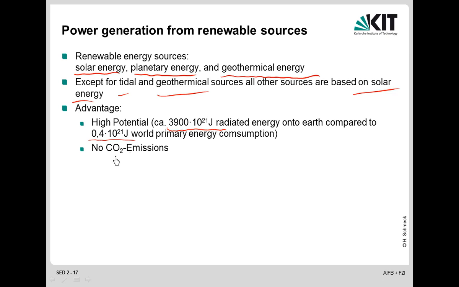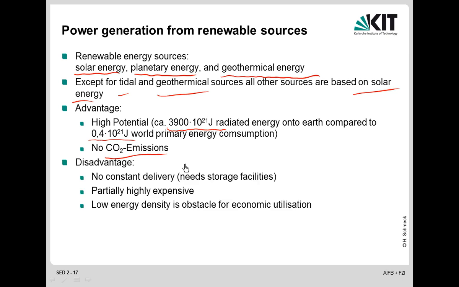And this certainly has the major advantage that there are no carbon dioxide emissions connected with harvesting energy with your solar cells. You have some emissions when you fabricate them, and that is being reduced with the development of the technology. But when it's running, when it's harvesting energy, you have no carbon dioxide emissions. Major advantage. The disadvantage is certainly that we have no constant delivery, the fluctuating character, partially highly expensive ways of doing that, and the low energy density certainly is an obstacle for economic utilization of this energy.